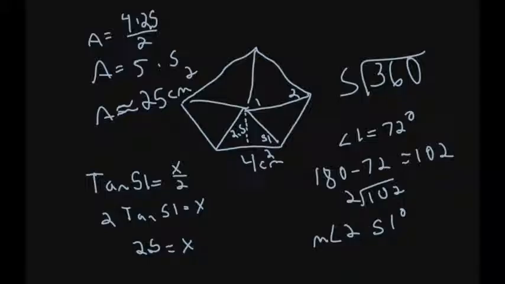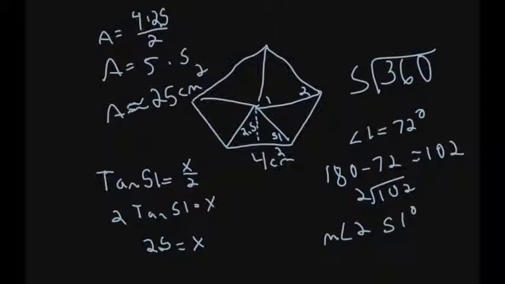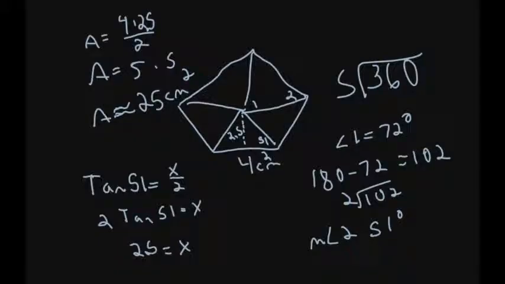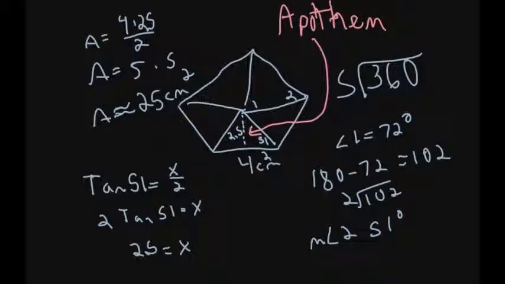Alright, one more thing I didn't mention, and that was this word apothem. What an apothem is basically this line right here that I drew in, that height of that triangle. So it's going from the side of a pentagon to the center. That's your apothem. You can think of it as the height of the triangle for most of these.